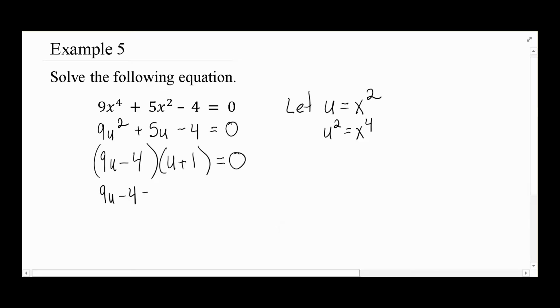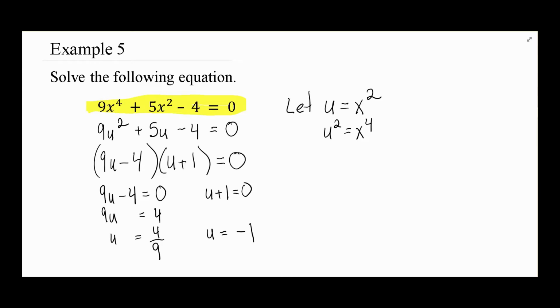So now either my 9u minus 4 could be 0 or my u plus 1 could be 0. I add the 4 to the other side, divide by the 9, so that u is 4/9 or u is -1. Now keep in mind, if you look back at the original problem, our original problem didn't have a u in it. We made the u up. So we definitely don't want to answer this problem with our u in it. We need to answer what x is.